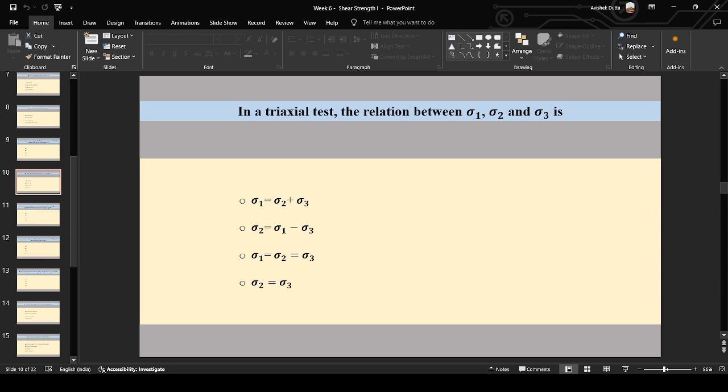The third option is sigma 1 equal to sigma 2 equal to sigma 3. It is all the three stresses, that is the major, minor and the intermediate stresses. They are all equal. And the last option is sigma 2 equal to sigma 3. That is, the intermediate principal stress is equal to the minor principal stress. Both are equal in magnitudes. Okay.